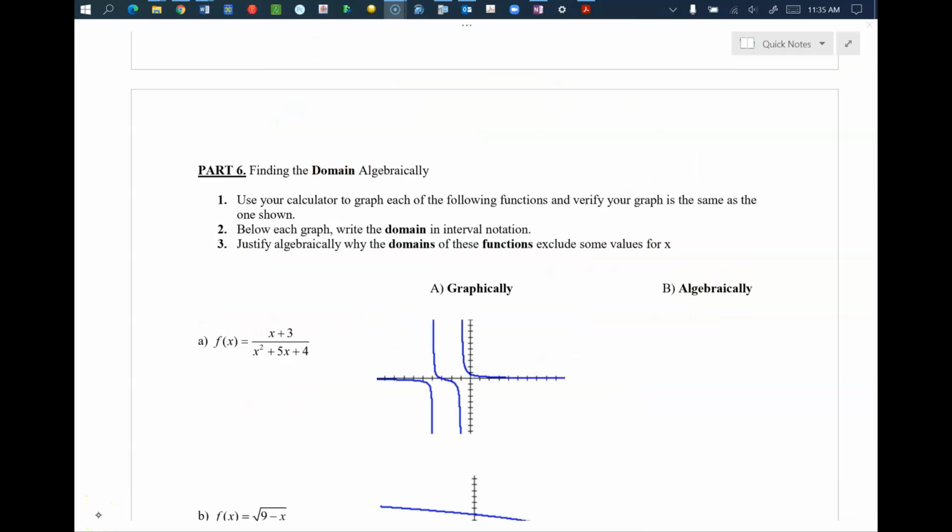That's it for now with this video. In the next video, we're going to come back and we're going to talk about finding domains. We're going to review finding them graphically, and we're going to talk about finding them algebraically.